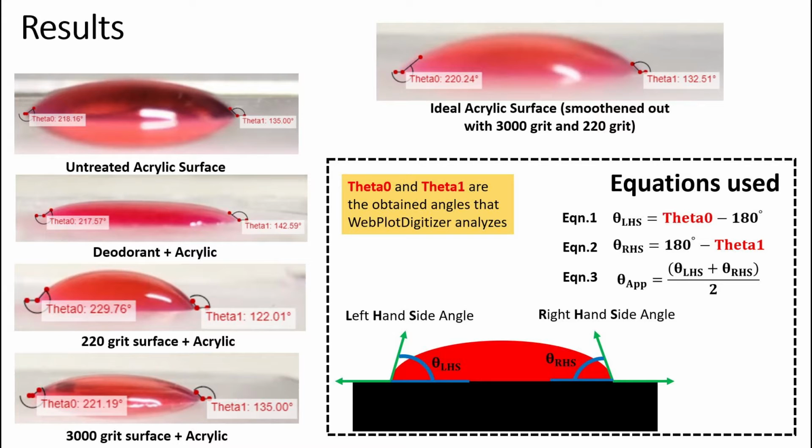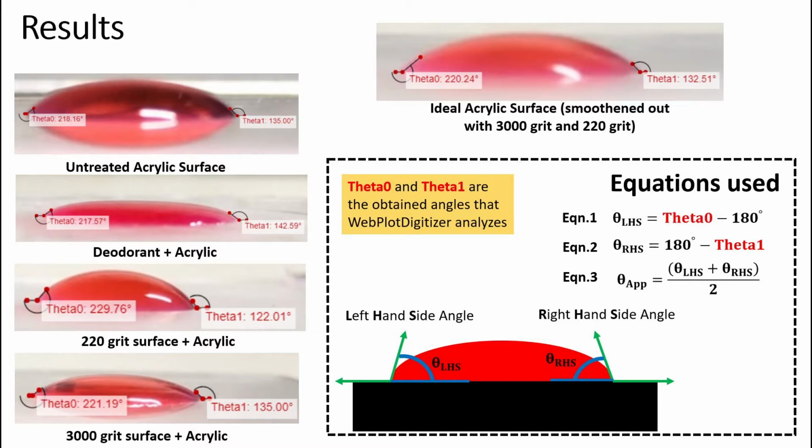Onto the results. Here are the pictures I have obtained to get the apparent contact angles of the liquid droplet on the different acrylic surfaces. As you can see, I have the untreated acrylic surface, the deodorant applied to the acrylic, the 220 grits, the 3000 grits, and I also have the ideal acrylic surface which I smoothed out with the 3000 grit and the 220 grit at the same time, going back to the preparation procedure.